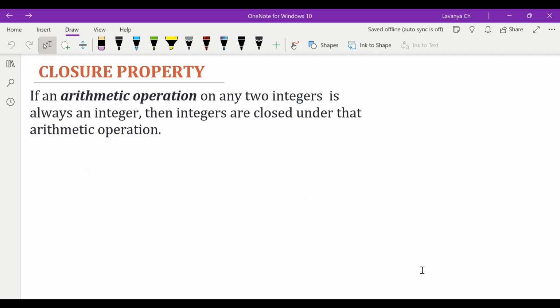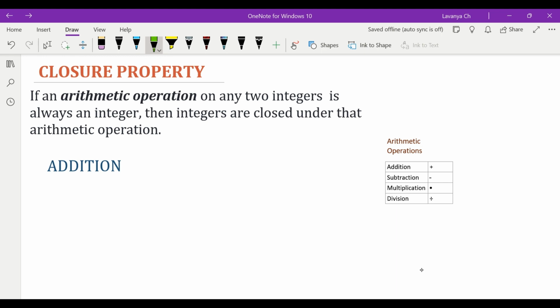Closure property. Closure property states that if an arithmetic operation on any two integers always gives an integer, then integers are closed under that arithmetic operation. Arithmetic operation means it can be either addition, subtraction, multiplication, or division. While doing these different arithmetic operations on two different integers, we have to see whether the result is an integer or not.